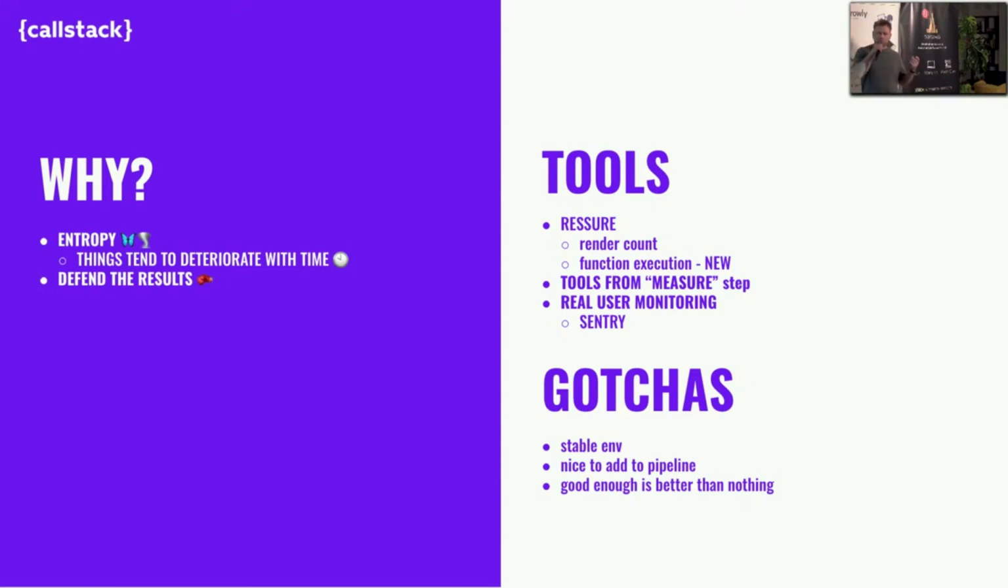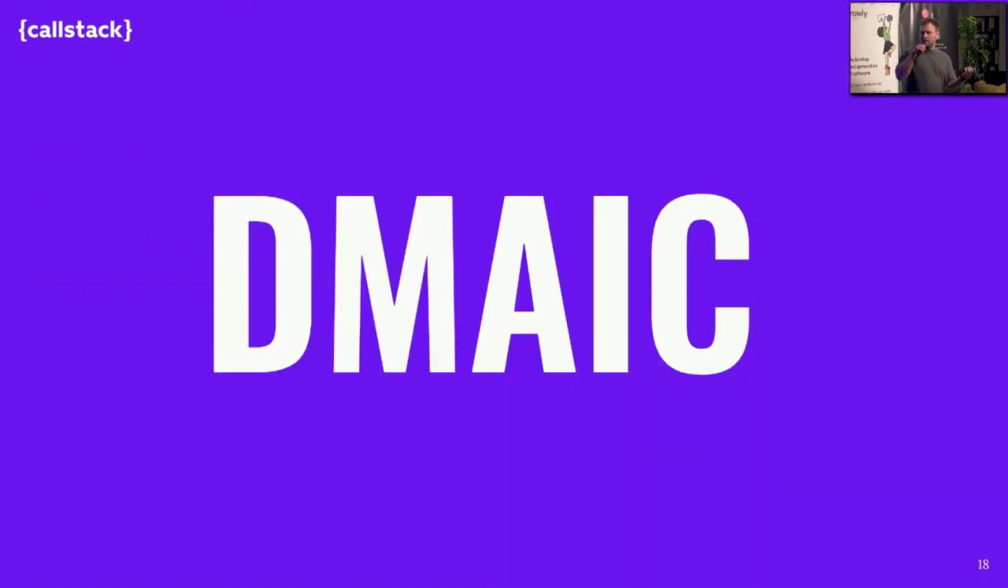If you don't want to use Reassure, or you are using some product, some category of application that cannot use Reassure, you can use real user monitoring or any kind of method from the measure step to make your measurements as automated as possible. So you want to make sure that something that you fixed a few months ago stays fixed into the future. Yeah, so that's the process.